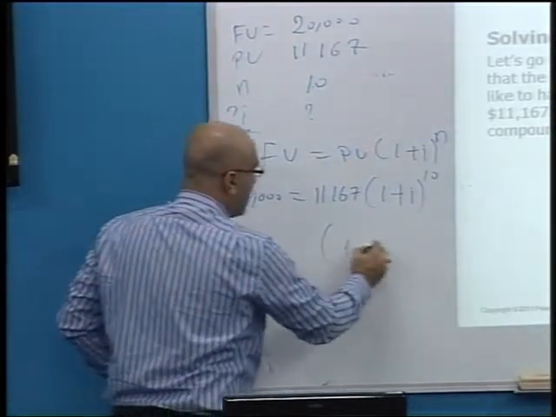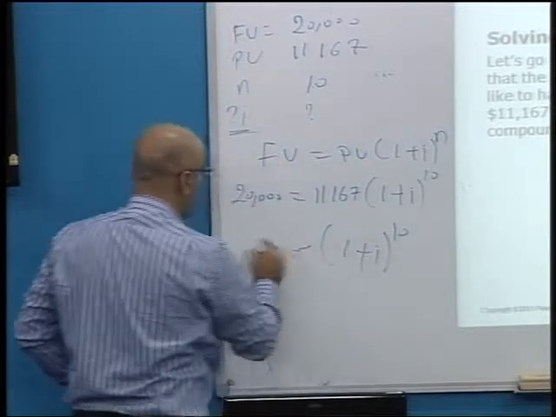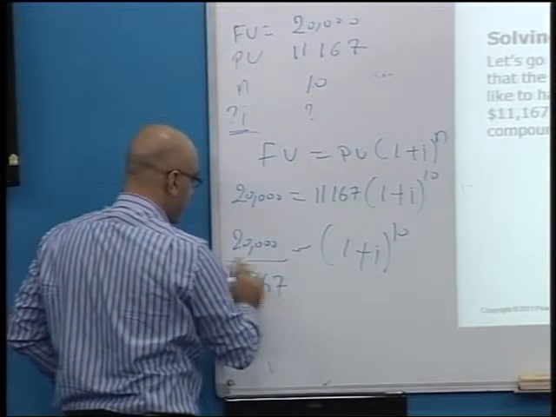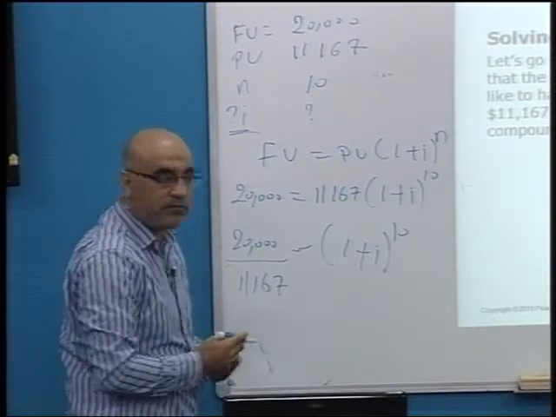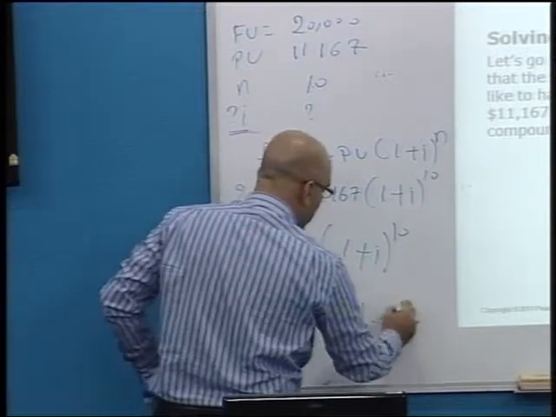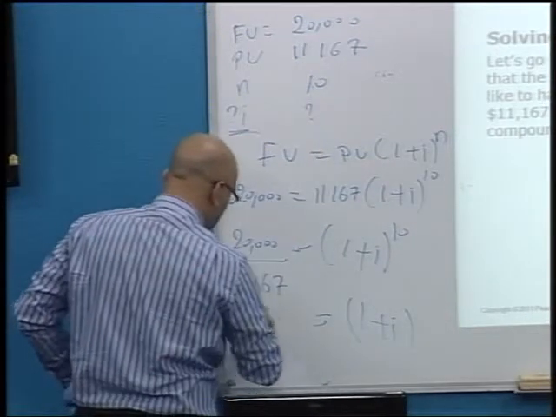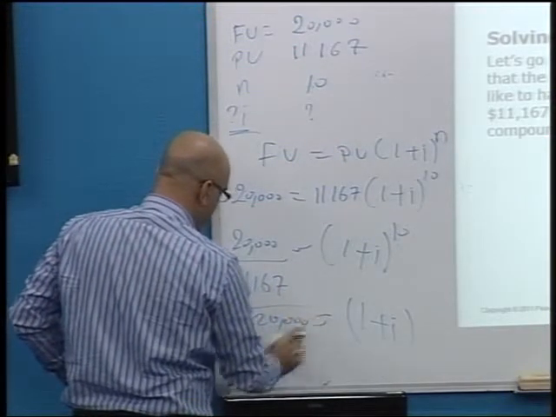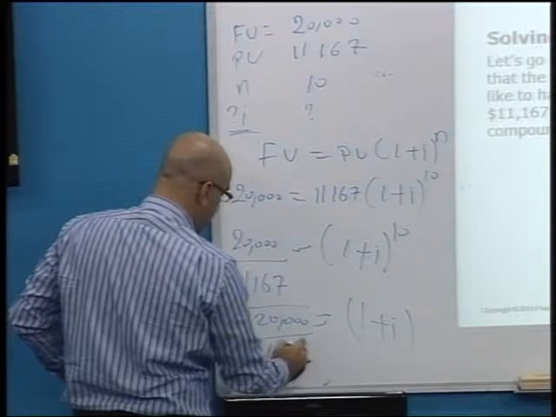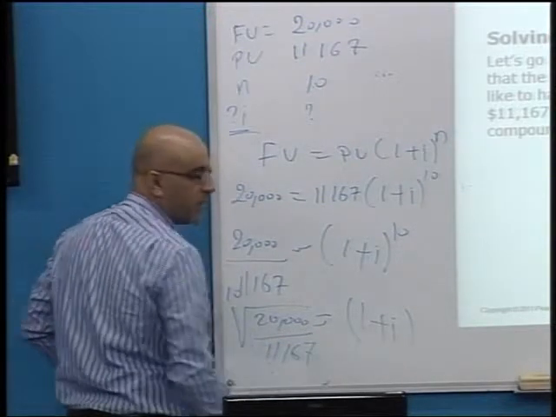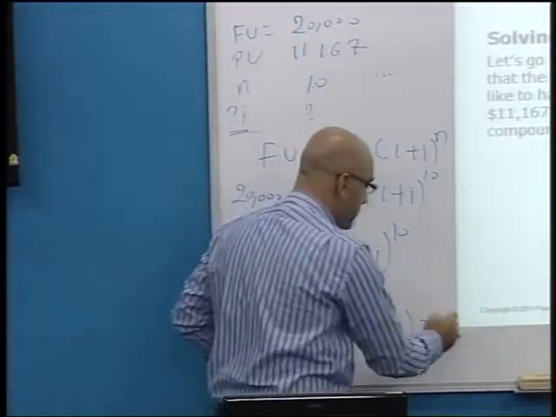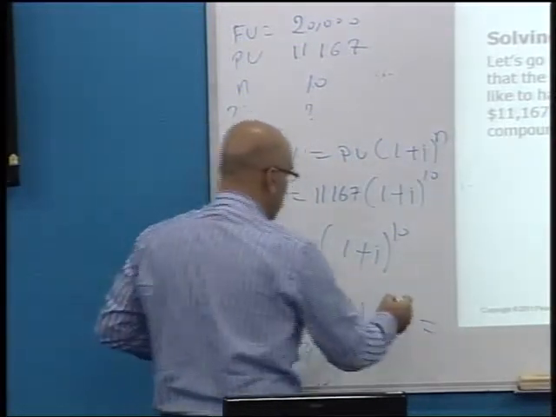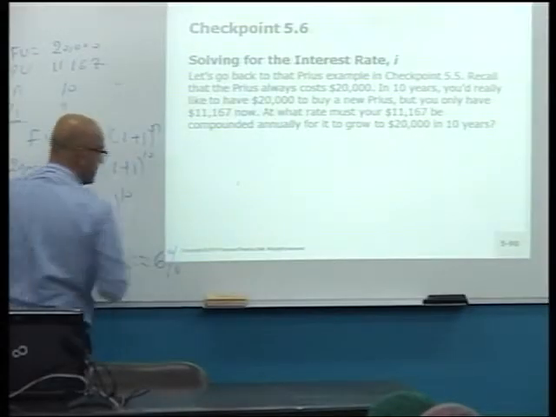So 1 plus I to the power 10 is equal to 20,000 divided by 11,167. So 1 plus I is equal to the 10th root of 20,000 divided by 11,167. So the final answer is 6%. Yes, it is 6%.